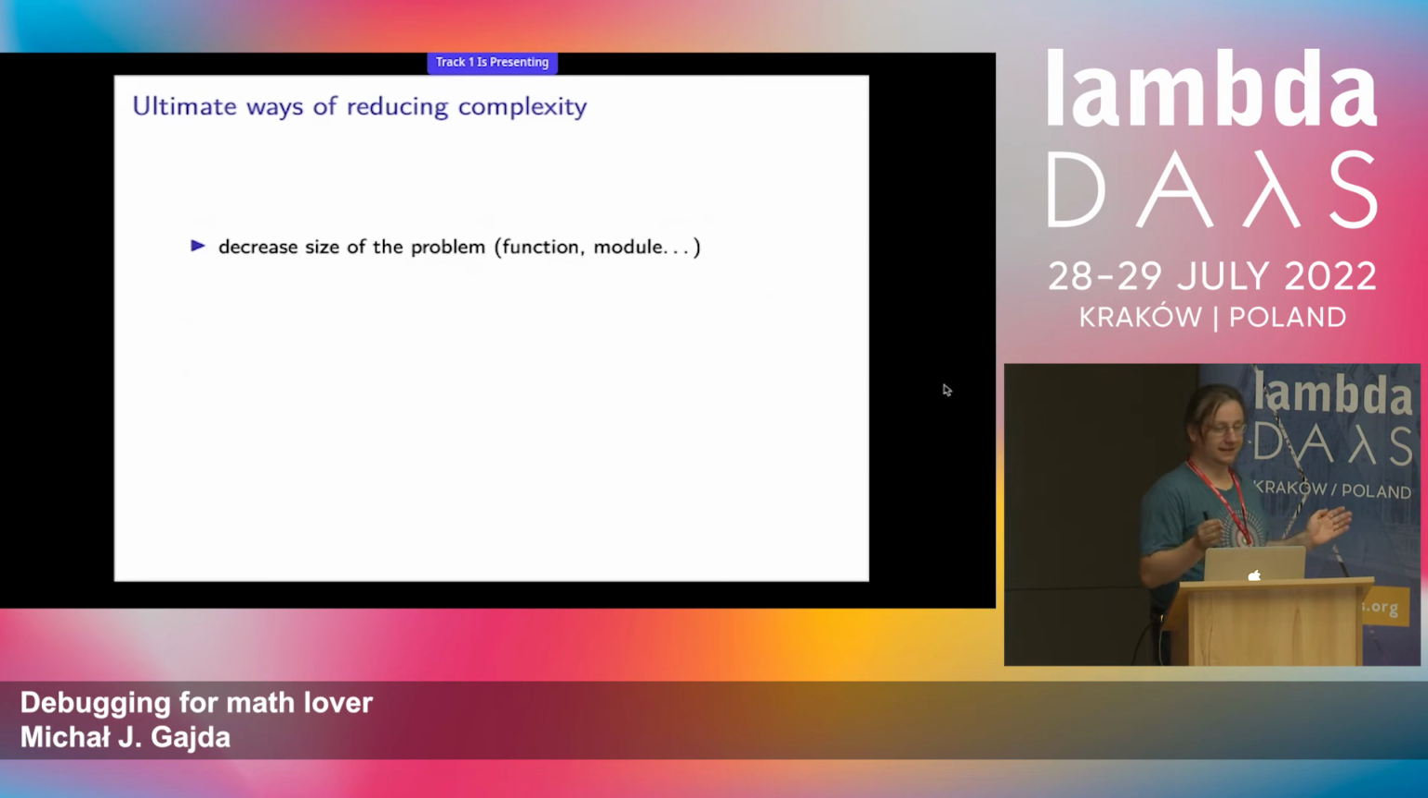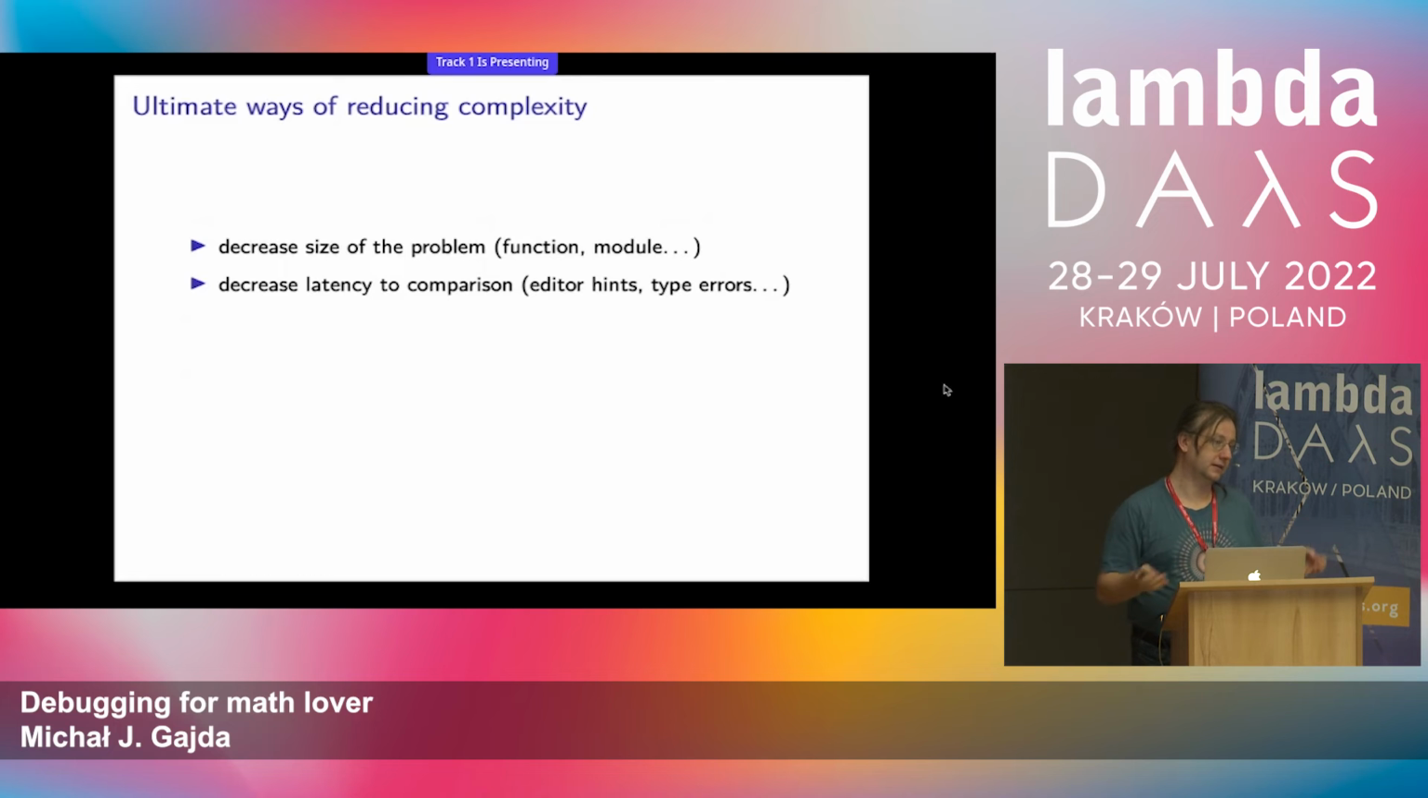So the ultimate ways of reducing complexity, to summarize this talk: we want to decrease the problem size. We want to decrease the size of the function. And there is also research on how longer functions are more difficult to debug and more likely to contain errors. And there are recommendations of maximum length of functions in different languages. The same for modules. The same for type classes, for types.